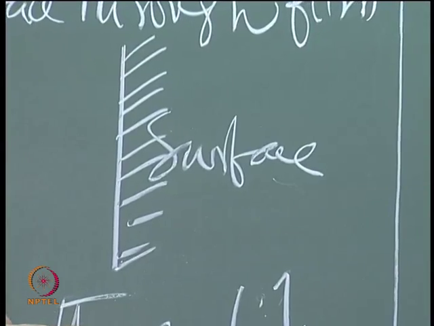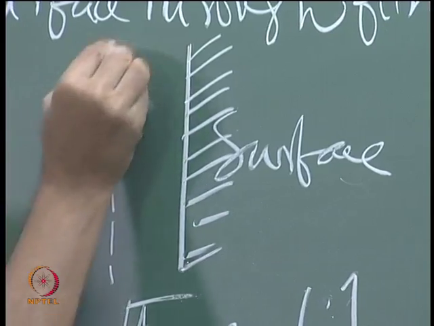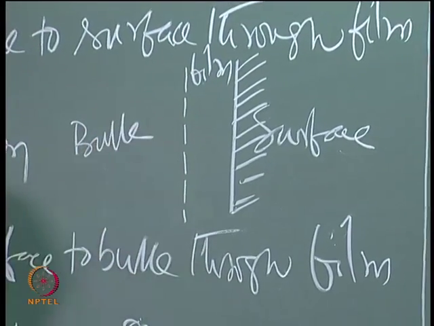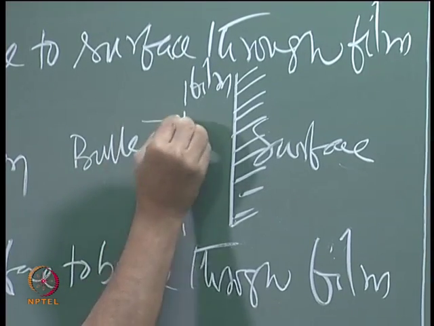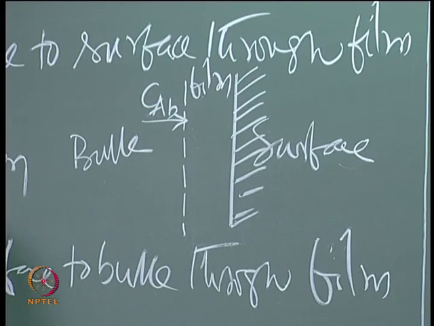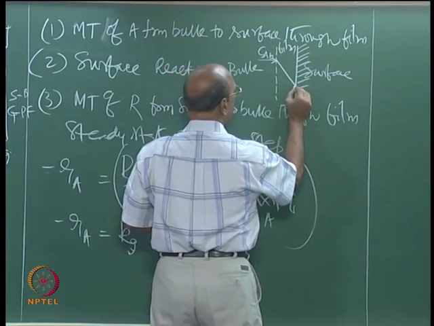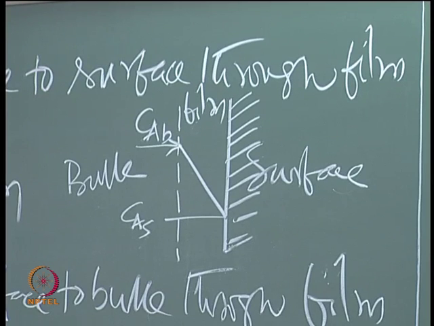This is the surface of the catalyst. Okay, so then this is the film, correct? This is the film. Now, outside I have bulk, right? So, if I want to draw the concentration profile, this will be CAB. That is CAB. Now, there is some concentration gradient inside the film. So, if I show that, it will be something like this. What is this one? This is CAS. Yes. Drawing this concentration profile will make things very easy when writing the equation.